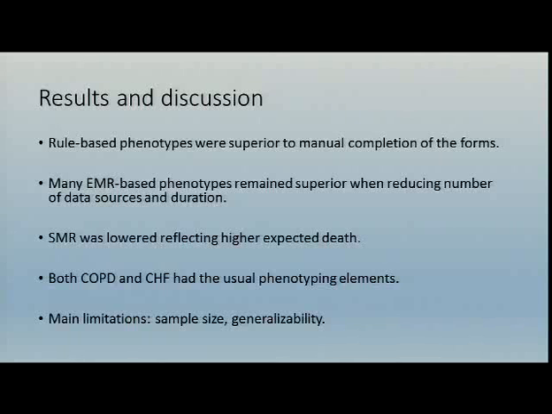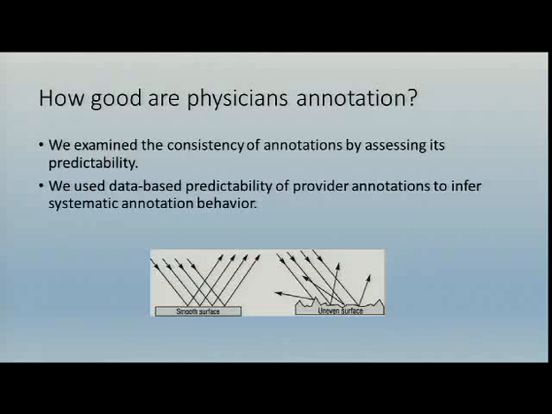Main limitation is sample size. We had 300 people only, and the generalizability is definitely an issue. The next step, so that was the first part. That is just testing out phenotyping and the physician's reporting. So we wanted to take that to another level.